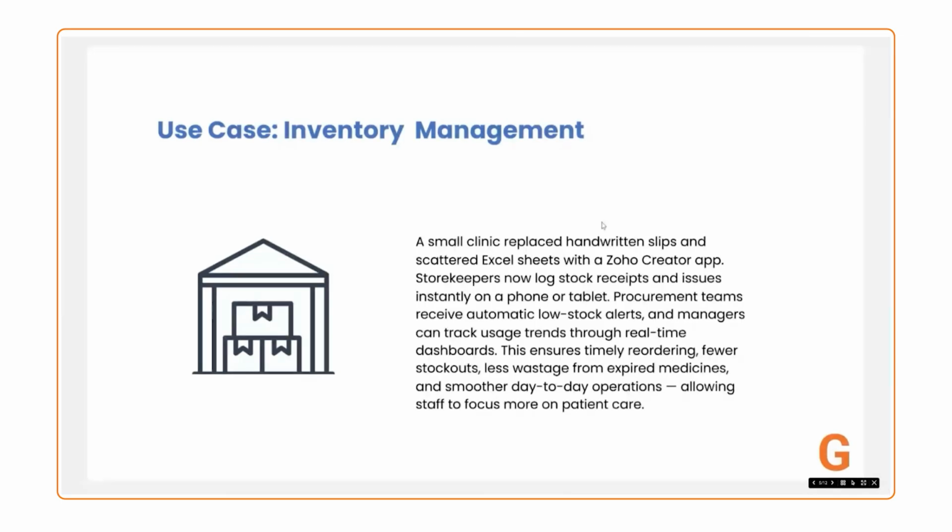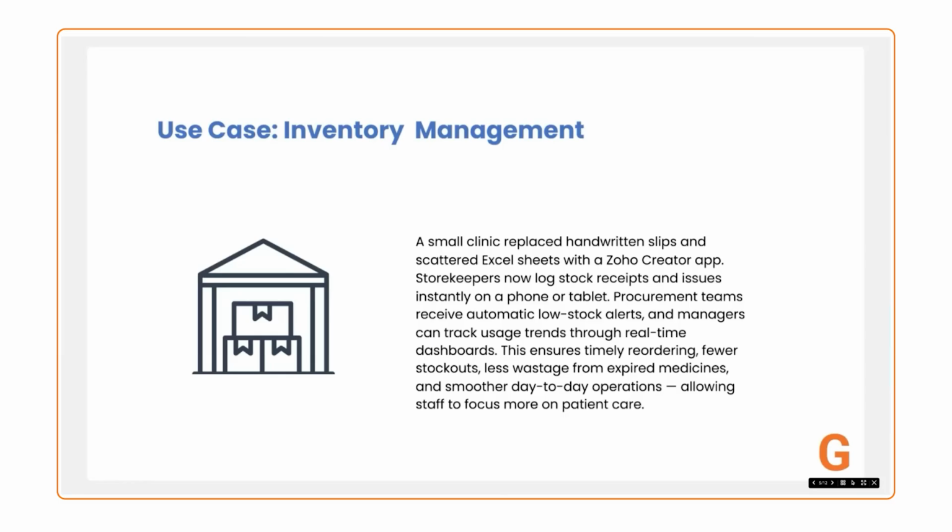Okay, perfect. As we were talking about a real-life example, we were talking about a particular clinic. Previously, in this clinic, they were relying heavily on handwritten slips, scattered Excel sheets, and tracking stocks that way. This is very prone to human errors, right? You make mistakes, you may mistype information, you may miss out on particular information.